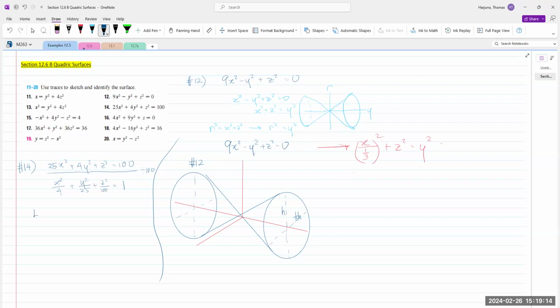This is an ellipsoid, centered at the origin, stretched in the x direction by 2, the y direction by 5, and the z direction by 10. Okay, that's for this problem.